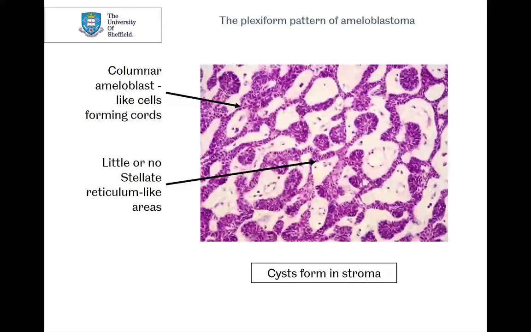The plexiform pattern of ameloblastoma really has no stellate reticulum-like areas. It's just the basal ameloblast-like cells in cords and little knots of them, but no stellate reticulum. And here, when this becomes cystic, the cysts tend to form in the stroma. And so these are the two types that we find in conventional ameloblastoma, and the behavior is not dictated by which or other of these we get in the tumor.